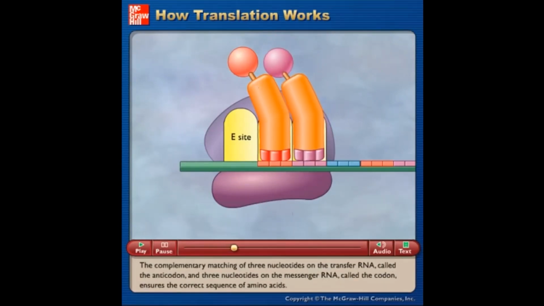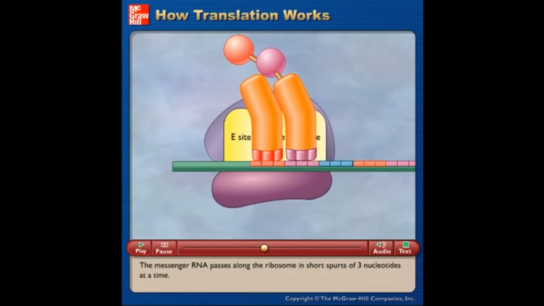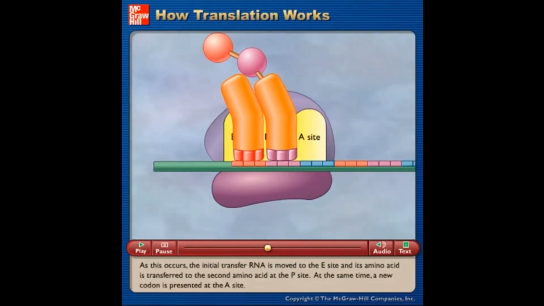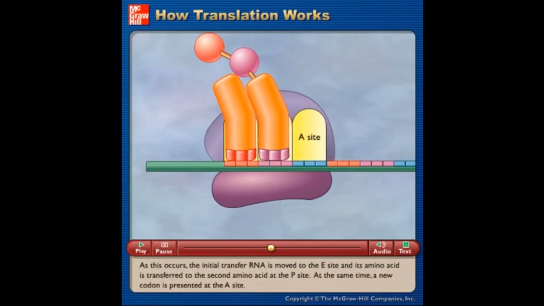The complementary matching of 3 nucleotides on the transfer RNA, called the anticodon, and 3 nucleotides on the messenger RNA, called the codon, ensures the correct sequence of amino acids. The messenger RNA passes along the ribosome in short spurts of 3 nucleotides at a time. As this occurs, the initial transfer RNA is moved to the E site, and its amino acid is transferred to the second amino acid at the P site.